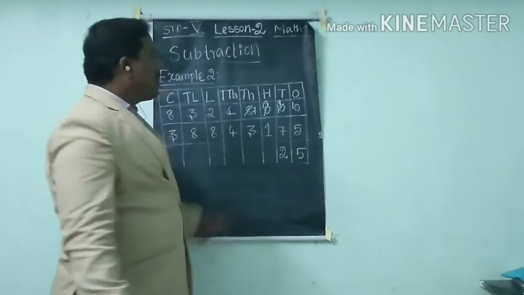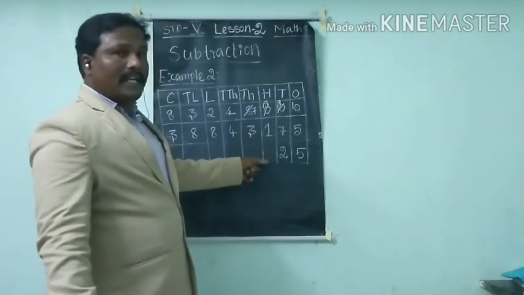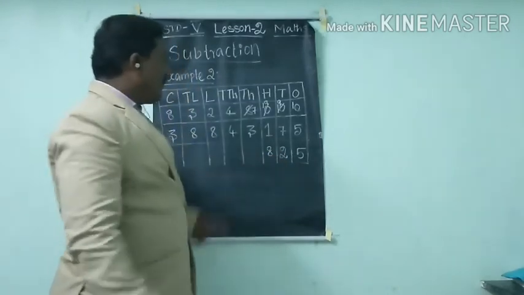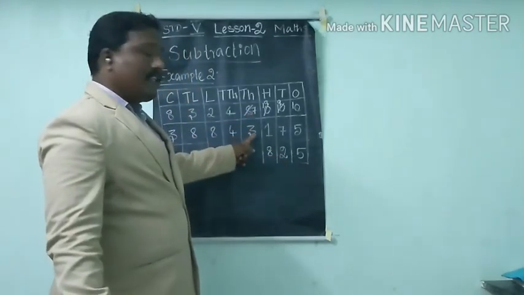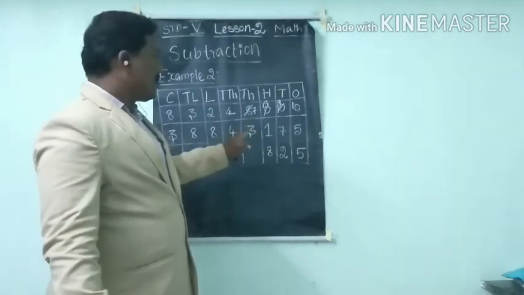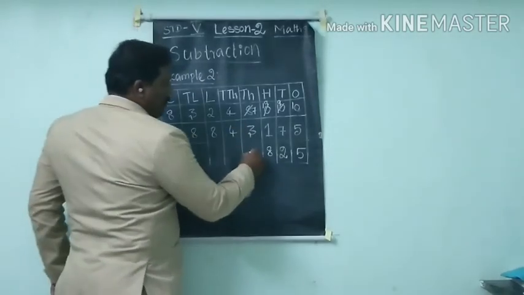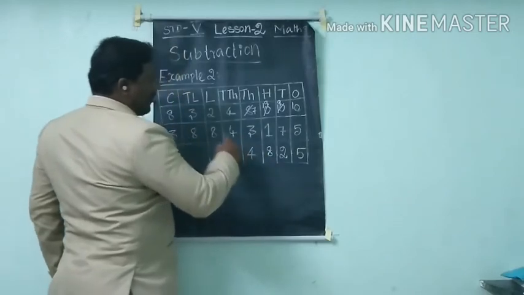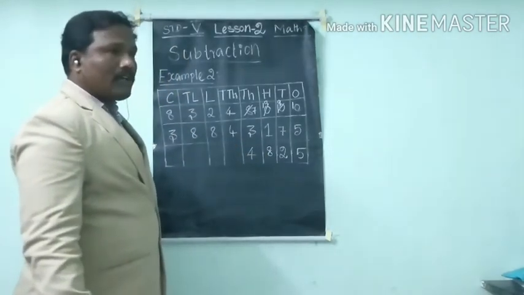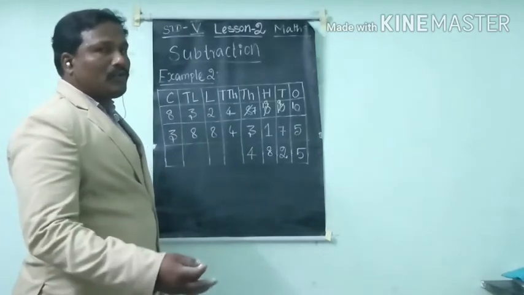Okay. So here 9 minus 1, 8. You can easily understand. Now 7 minus 3, sorry, 4, because 4 plus 3 is 7. So 4 is the difference. 4 minus 4, 0. We already talked about the subtraction rules.